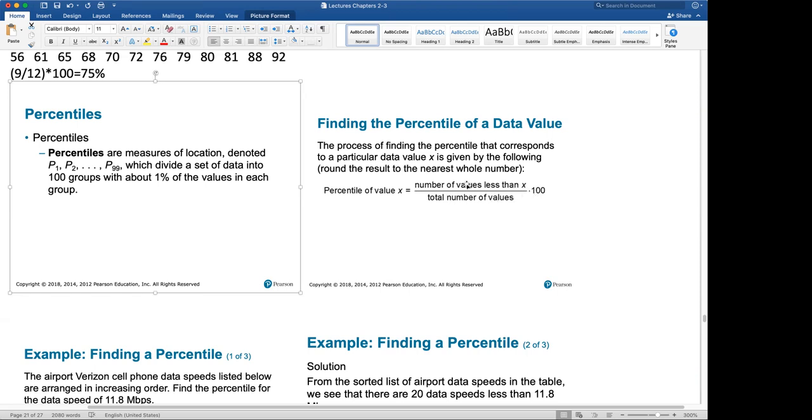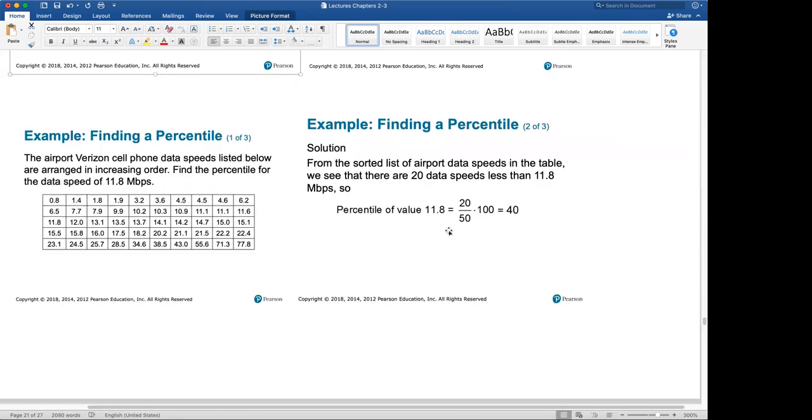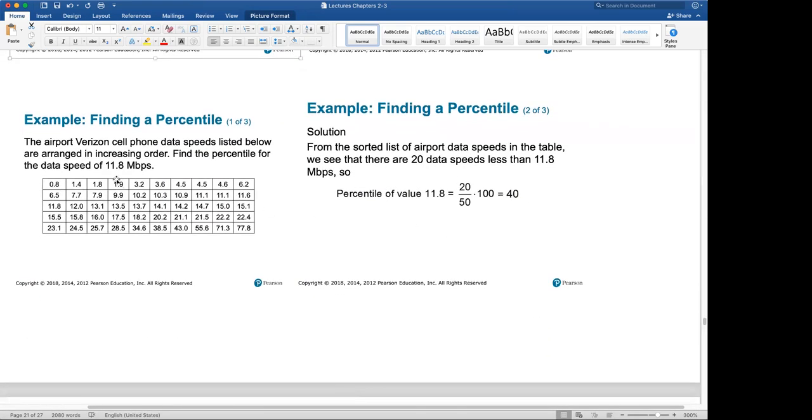Okay, so keep in mind that the percentile must be an integer, so please round to the whole number. Now I think we need to see an example. Let's see the example in the lecture slide.